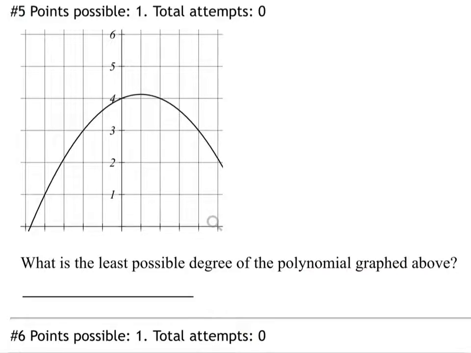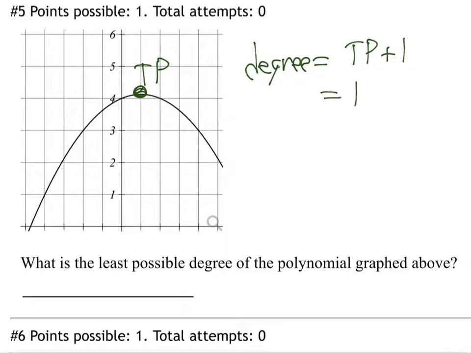All right, how about that? Back to the least possible degree. They're kind of reviewing some of the stuff in the last section. What is the least possible degree that graph has? Just right here, this is the only place where it goes from going up to going down. It changes direction there, its turning point. So the degree is equal to the turning points plus 1, isn't it? So 1 plus 1, 2. The degree must be 2.